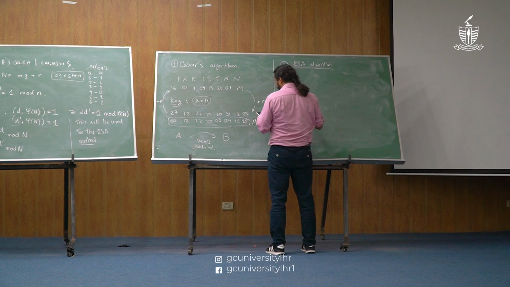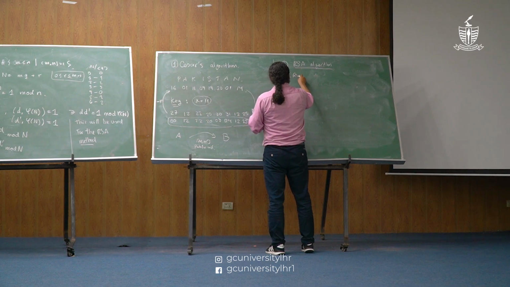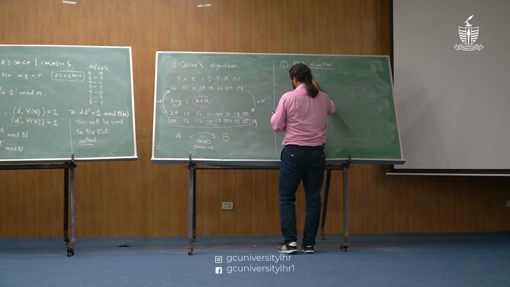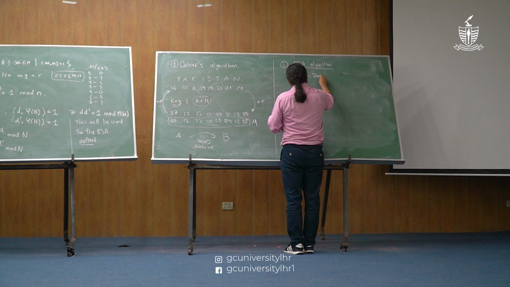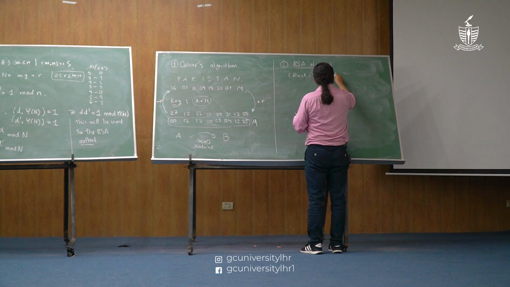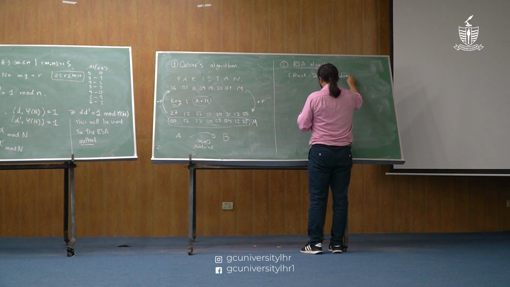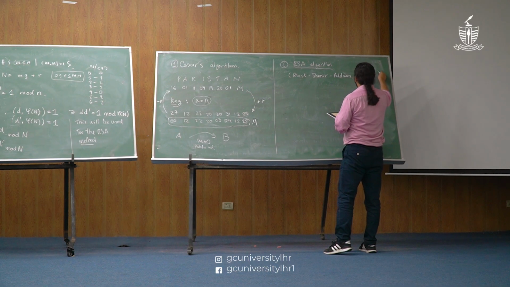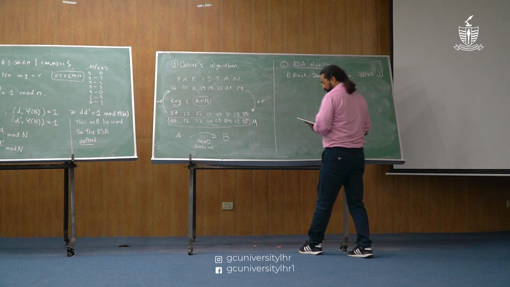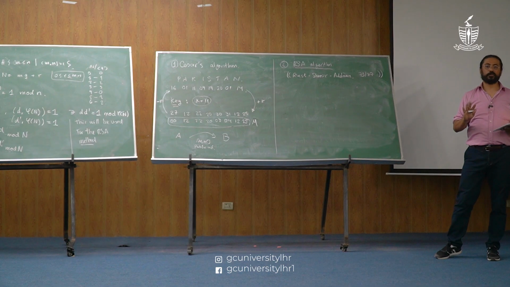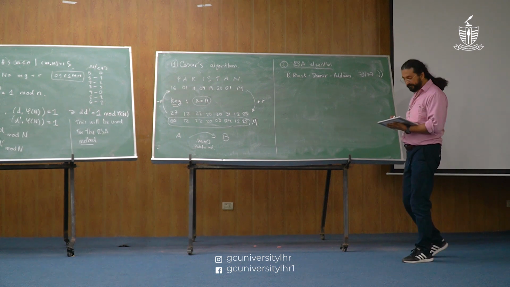Okay, the RSA algorithm comes from Rivest, Shamir, Adleman. And it was developed in '73, '77, okay? So, I will do it by an example. I can write the algorithm, but I think it's better to do it by an example, okay?